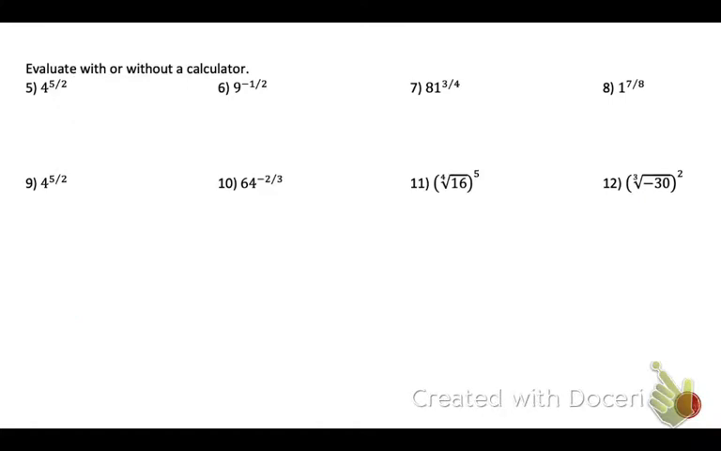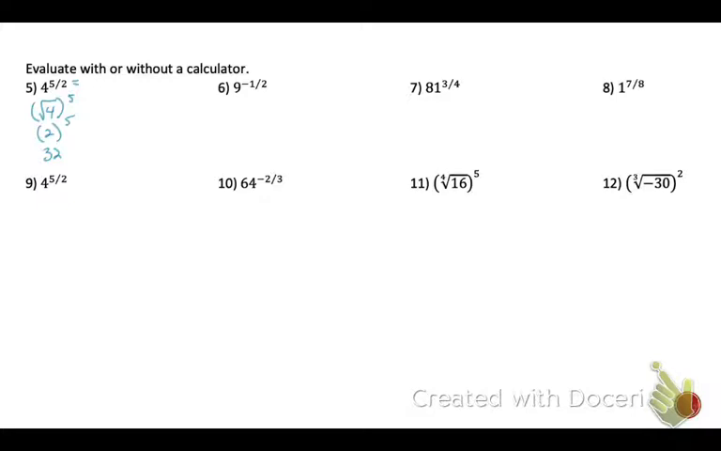Now, evaluate these with or without a calculator. So try them without a calculator, and then if you cannot, if they don't have even roots, then use a calculator. So 4 raised to the 5/2 is the same thing as the square root of 4 raised to the 5th power. Square root of 4 is 2. 2 to the 5th power is 32. Notice we're only going to give just whatever root they indicate. And since our problem is positive, we'll give the positive root.